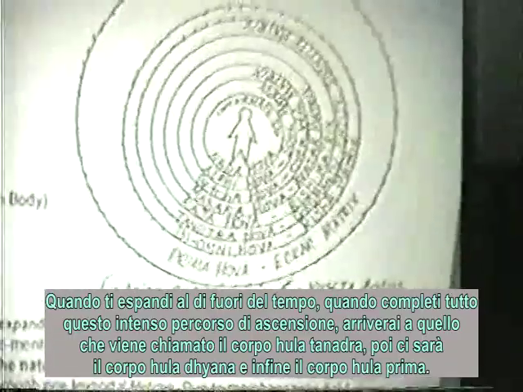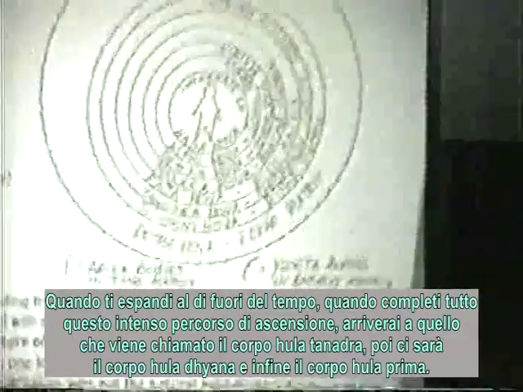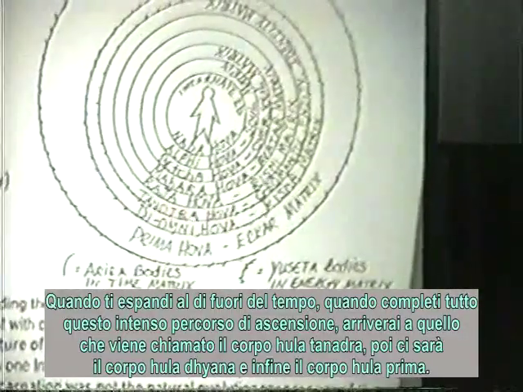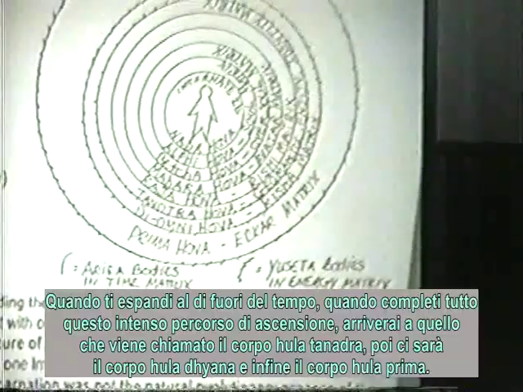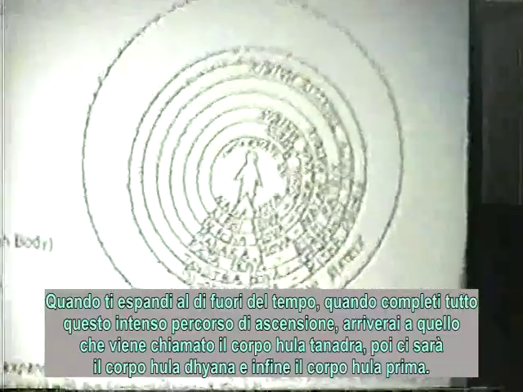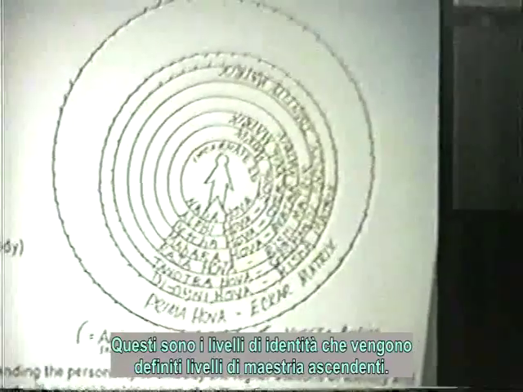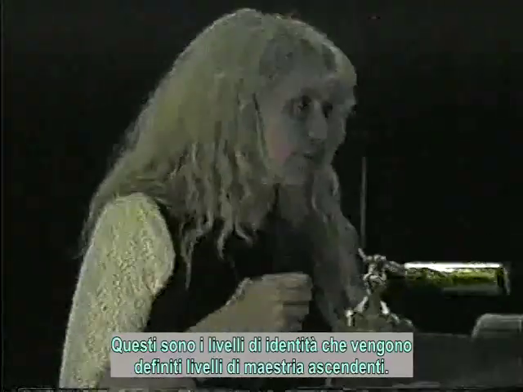When you expand out of time, when you complete all this intensive ascension stuff, you will get out into what's called the Tanatra Huva body. Next will be the Dhyana Huva body, and then the Prima Huva body. These are the levels of identity that are called ascended mastery levels.